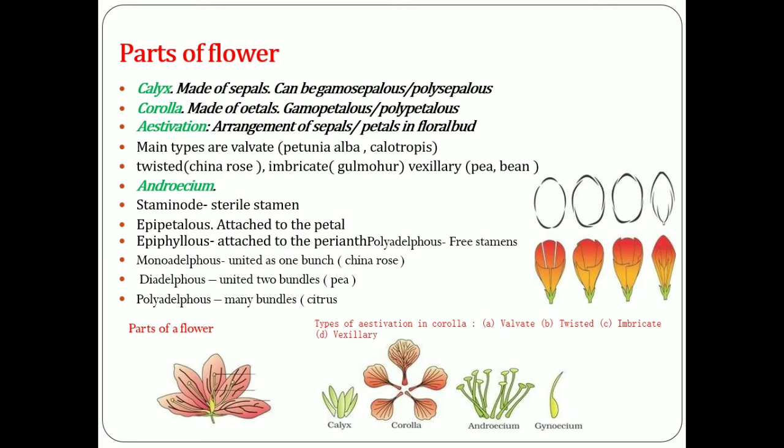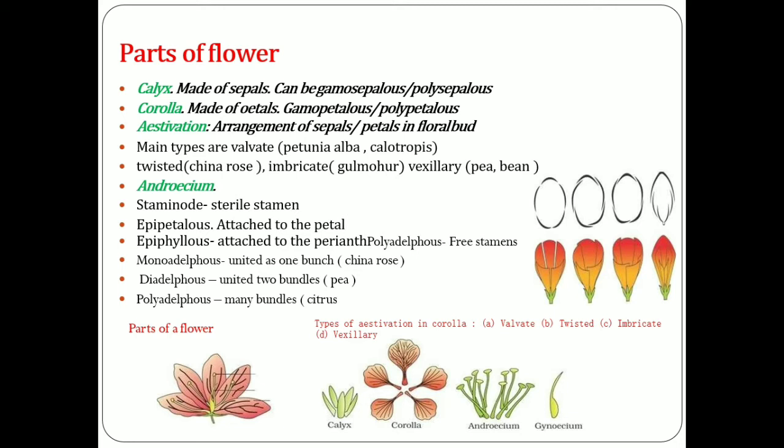In pea and bean flowers, there are 5 petals. The largest, standard, overlaps the 2 lateral petals, wings, which in turn overlap the 2 smallest anterior petals, keel. This type of aestivation is known as vexillary or papilionaceous.